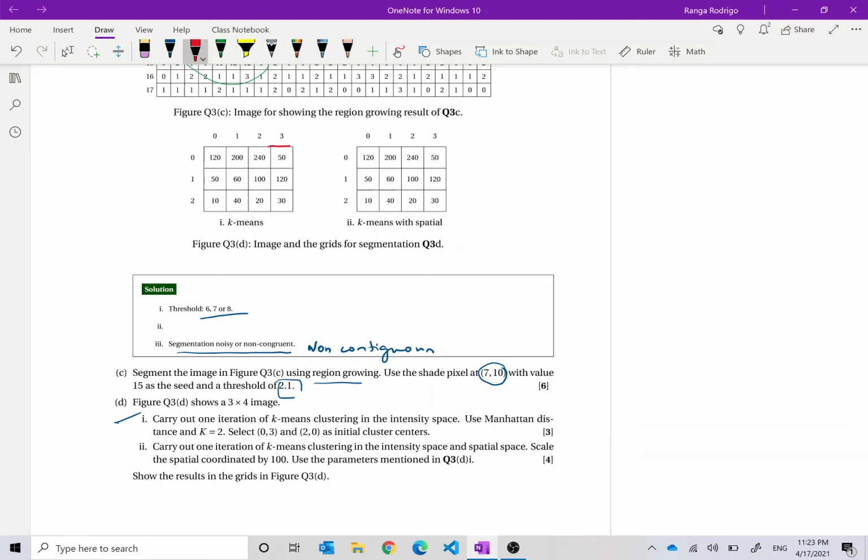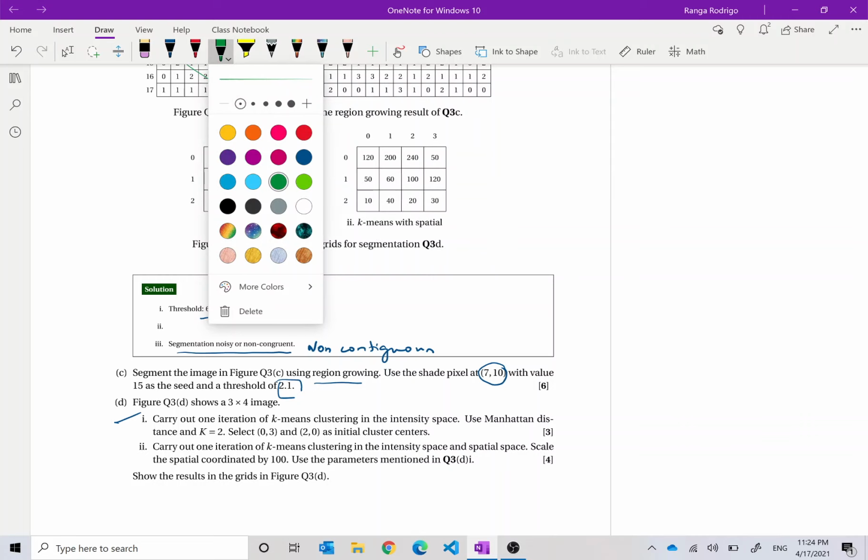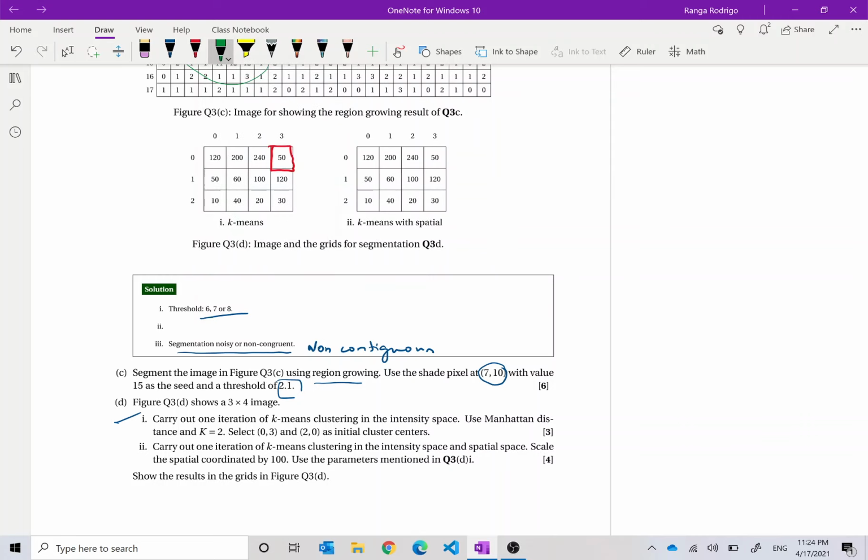Let's take this as the red cluster center. And then 2, 0, this as the green cluster center. So now we have to see the distances of each of these pixels to the green one and the red one, and then do the clustering.